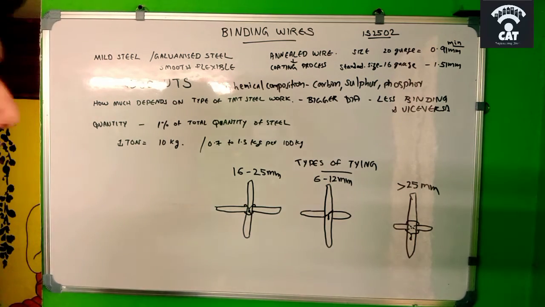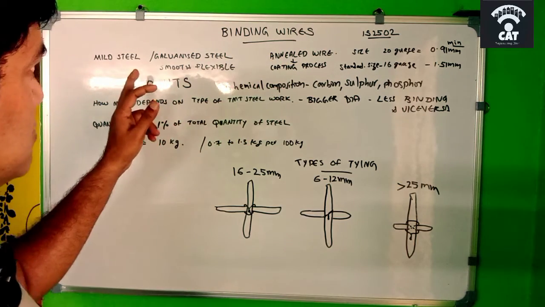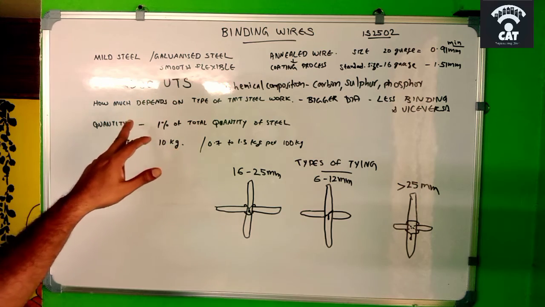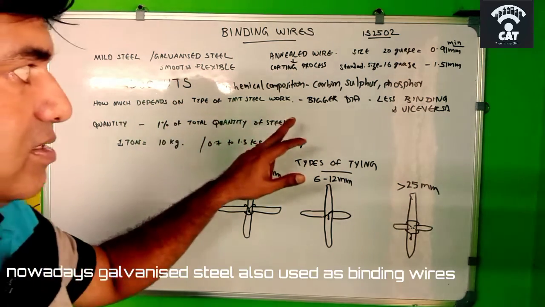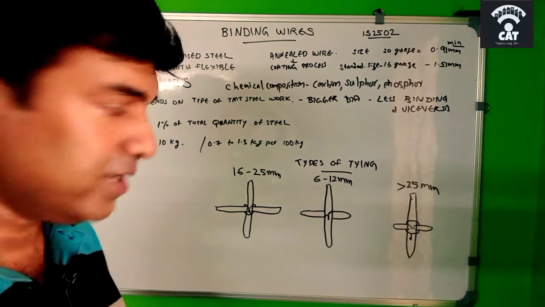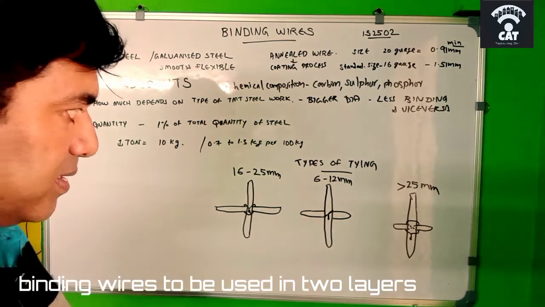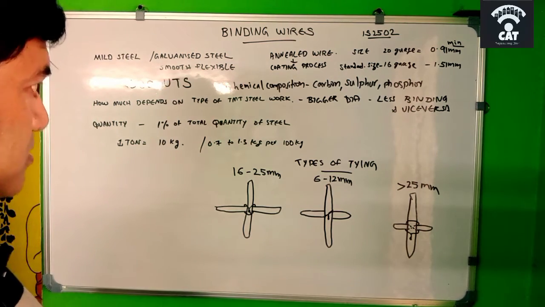So I spoke about the chemical composition, the annealment property, and that it is mild steel, most flexible. I also mentioned the ultimate strength. And depending on the TMT steel work, I said the binding quantity will be less or high, and also the types of binding, how the binding can be done with different diameters of bars.